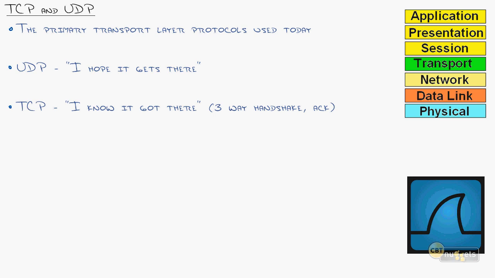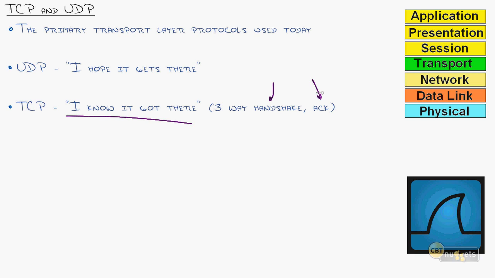So let me clear off the slate and get back to the topic at hand, which is TCP and UDP. UDP, I think we've got it. It's a wing it protocol, right? You kind of chuck the packet, you hope it gets there, and if a response comes back, great. That's how it works. TCP is the I know it got there protocol. The way that it does that is by using initially a three-way handshake to establish the session, and then it uses acknowledgments to make sure that every single packet was received.